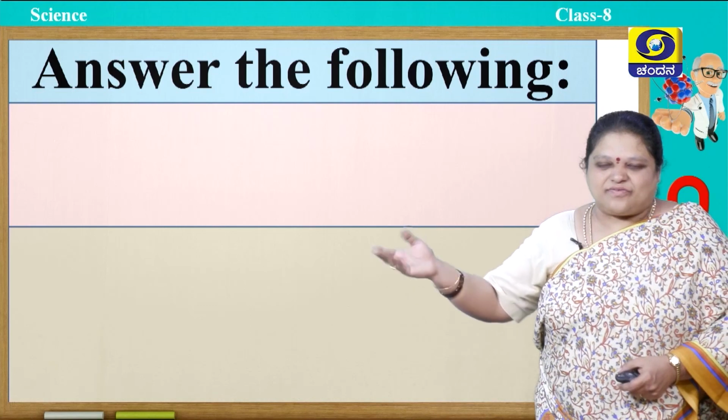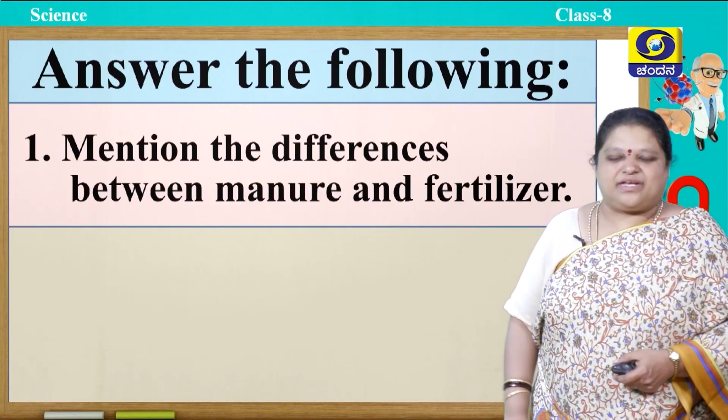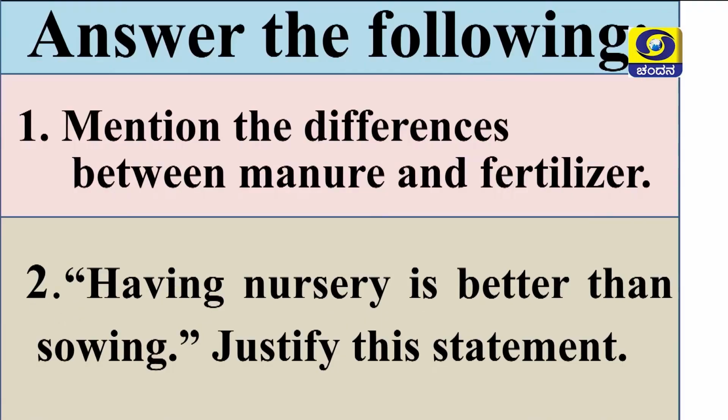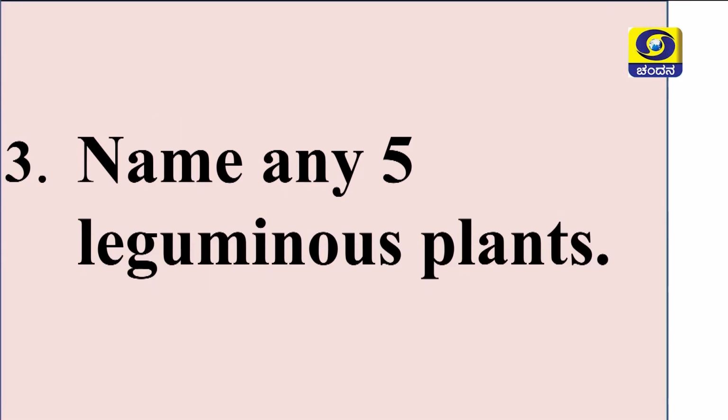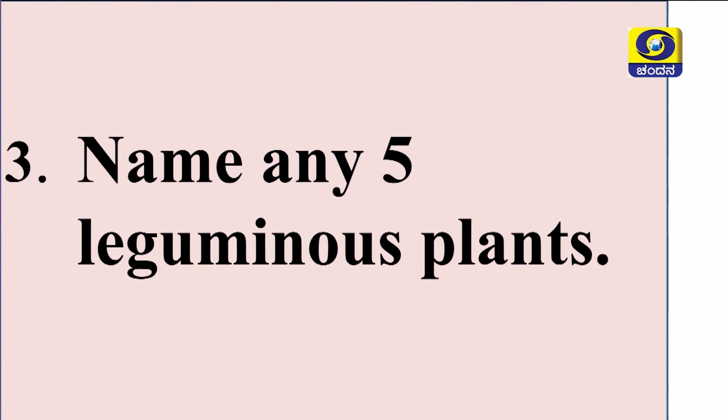Now answer the following, okay? Mention the differences between manure and fertilizer. Next question, having a nursery is better than sowing. Justify this statement. Next one, name any 5 leguminous plants which you have come across.